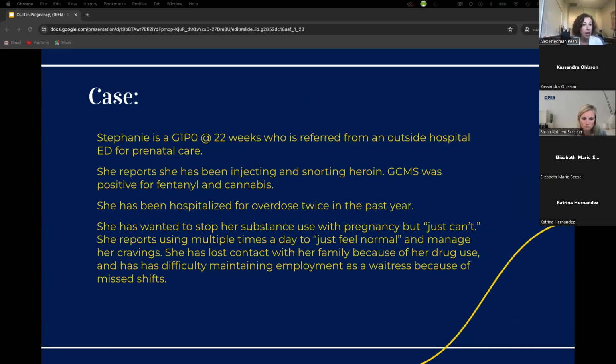She's using multiple times a day at this point just to feel normal and manage her cravings and her withdrawal symptoms. She's lost contact with her family because of her drug use, and she really has a tough time maintaining employment because of her missed shifts due to her substance use. So, together, this gives her the diagnosis of severe opioid use disorder.